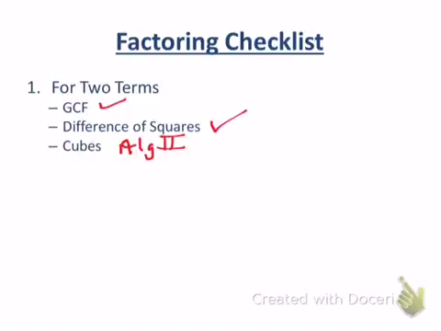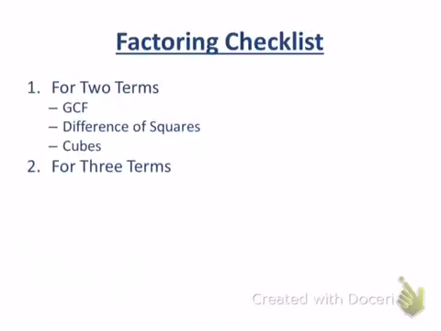So if we're factoring two terms, we're going to look for a GCF, then a difference of squares, and then cubes, but that's going to be later for you. It's very, very good to memorize this checklist. Two terms: GCF, difference of squares. For three terms, the first thing we're going to look for is a GCF.